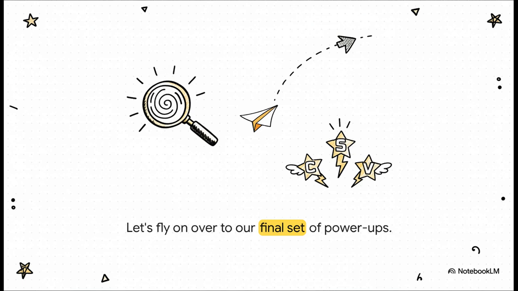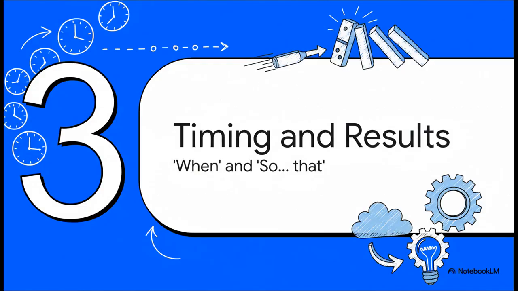Let's fly on over to our final set of power-ups for the day. Okay, for our last tool, you're actually getting a 2-for-1 special. We're going to look at how to talk about future timing with when and as soon as, and then we'll cover how to show a really clear cause and effect relationship using the so-that construction.